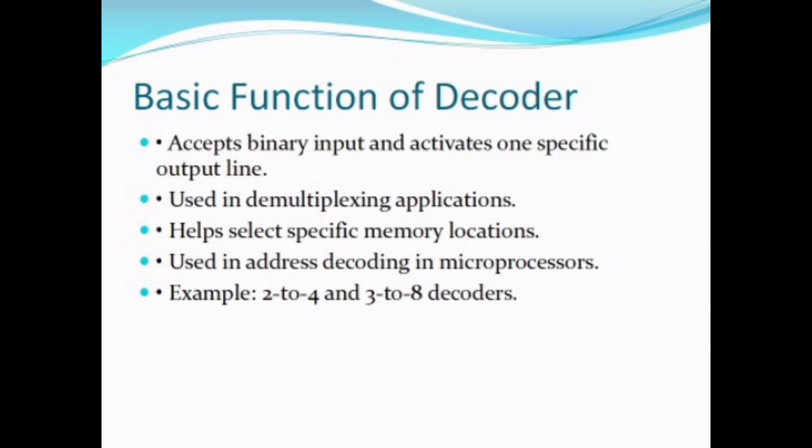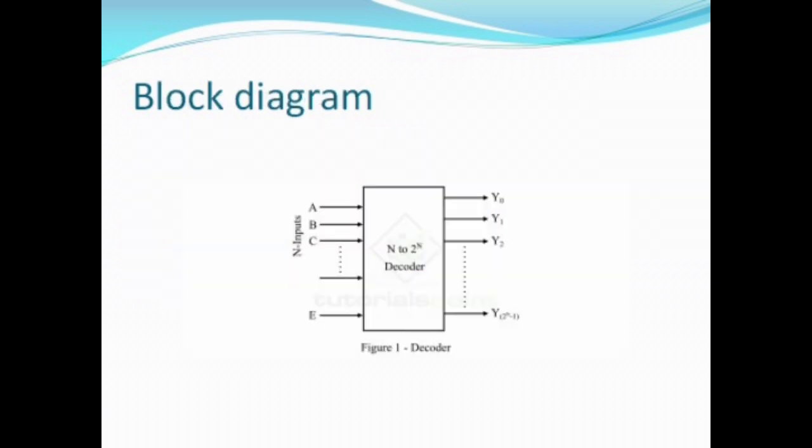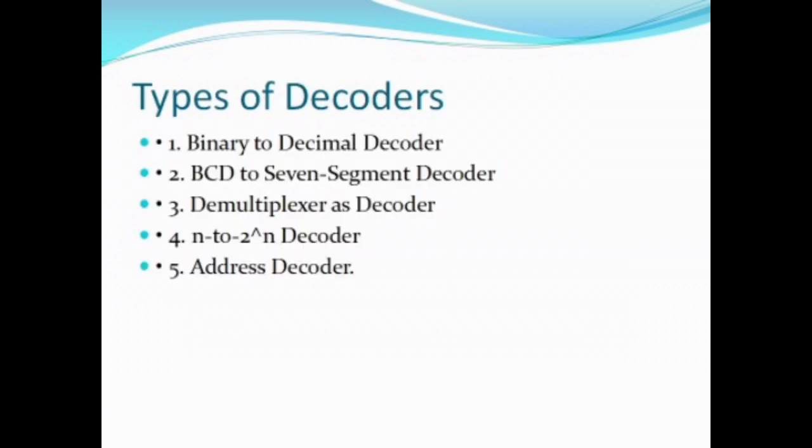There are many examples for decoders: 2 to 4, 3 to 8, etc. The types of decoders are the binary to decimal decoder, BCD to 7 segment decoder, demultiplexer as decoder, n to 2 to the power of n decoder, and address decoder. The binary to decimal decoder converts a binary input to one of several decimal outputs. Examples are digital clocks and calculators, where we give binary inputs and get a decimal output.